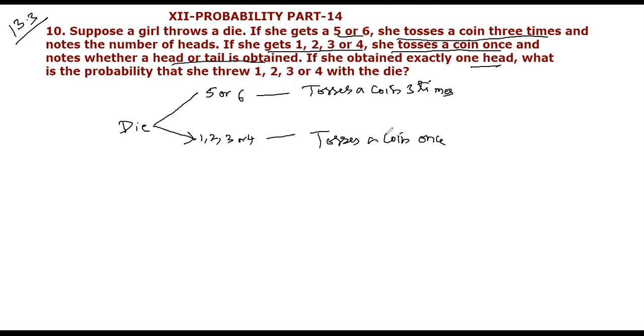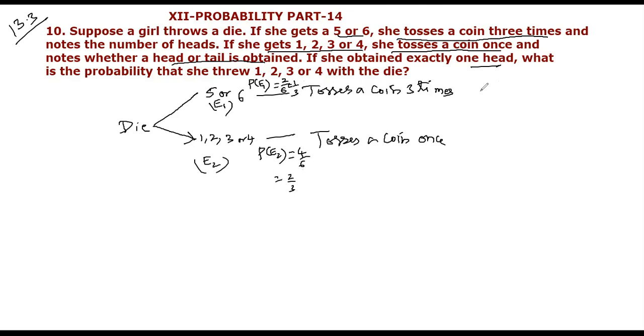So when tossing a coin 3 times, what is the probability of getting head? First of all, what is the probability of getting 5 or 6? That is event E1, and this is event E2. The probability of E1: in throwing a die, 5 or 6 comes 2 times, and total possible cases are 6. So 1 by 3. Similarly, probability of E2: 1, 2, 3, 4 comes 4 times out of 6 total. So 2 by 3.